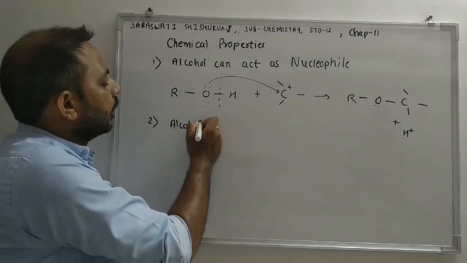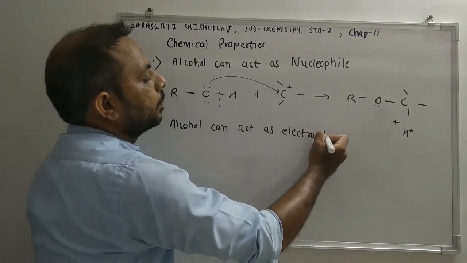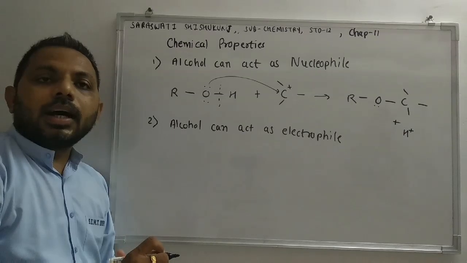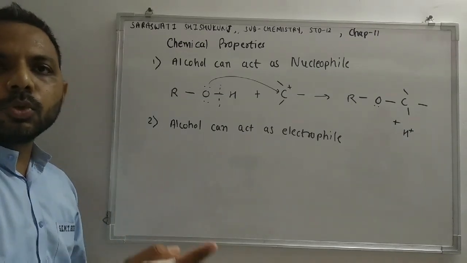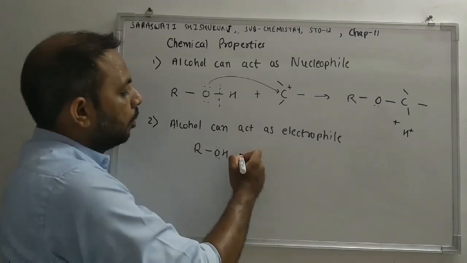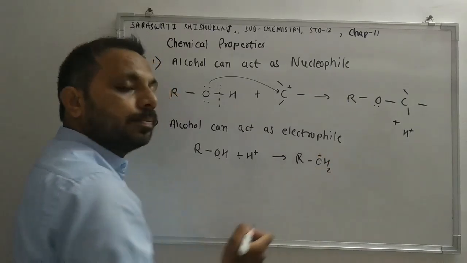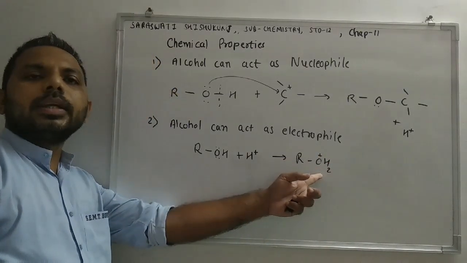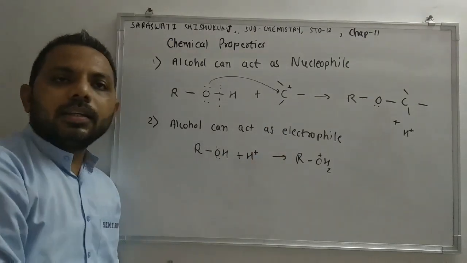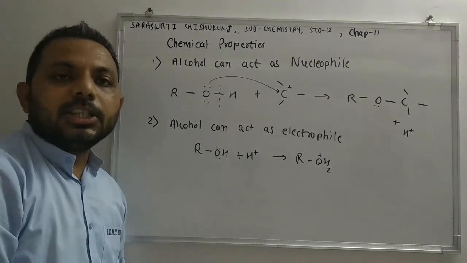Now in the second case, alcohol can act as electrophile. Whenever alcohol acts as electrophile, alcohol should be protonated, which means a proton should be added to the alcohol. So suppose this is alcohol. Now a proton is added, so it will look like this, ROH2 plus. This is protonated alcohol. Whenever alcohol reacts as an electrophile, it should be in protonated form, which means it should have an extra proton.